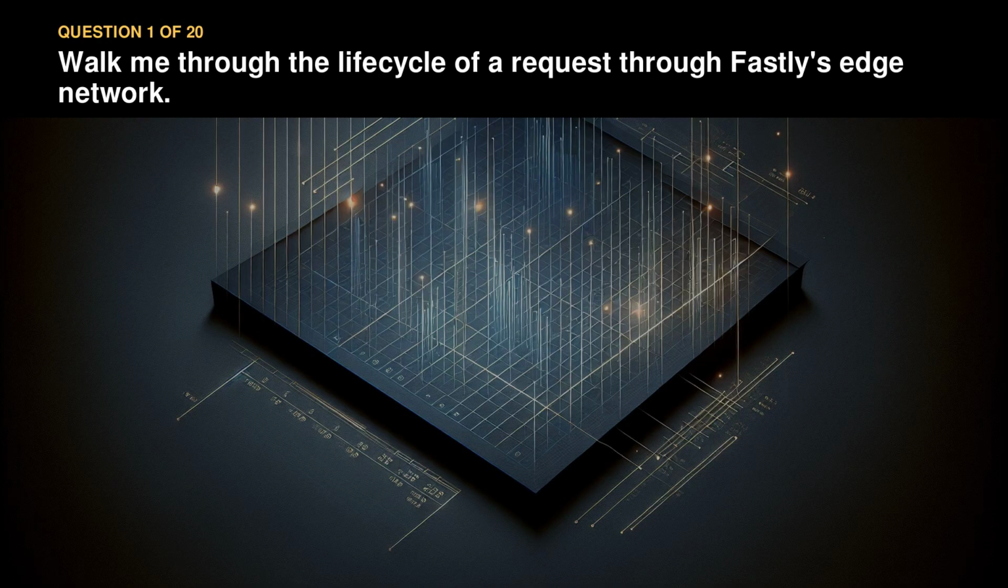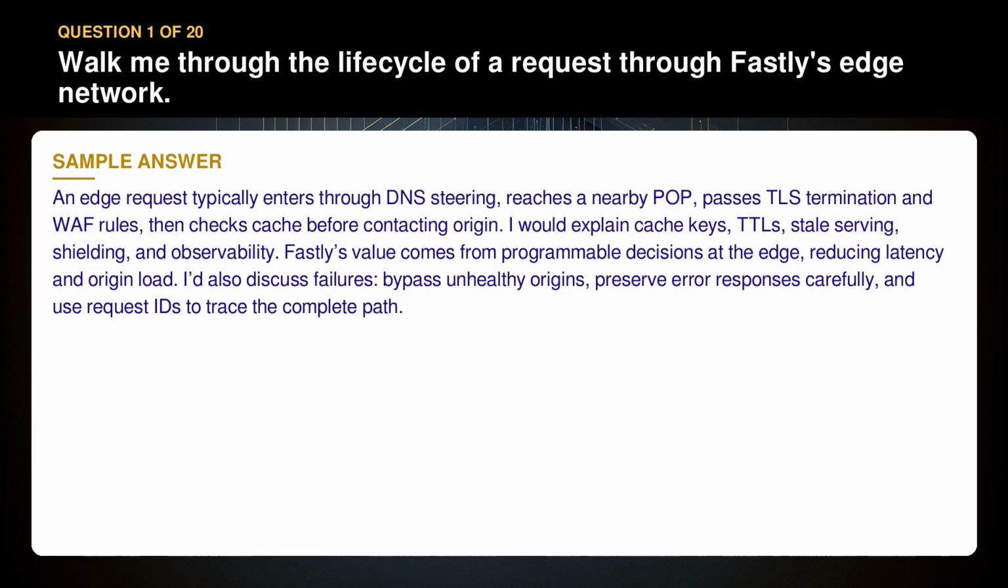Question 1. Walk me through the lifecycle of a request through Fastly's Edge network. An Edge request typically enters through DNS steering, reaches a nearby POP, passes TLS termination and WAF rules, then checks cache before contacting origin. I would explain cache keys, TTLs, stale serving, shielding, and observability. Fastly's value comes from programmable decisions at the edge, reducing latency and origin load.